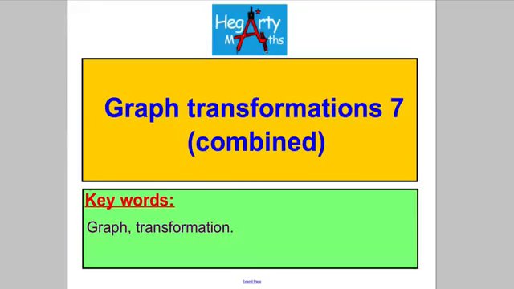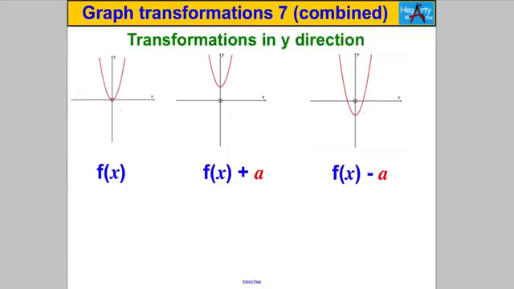It's our 7th video on graph transformations, in which we talk about all the transformations combined. Let's start by revising the transformations we've gone through so far. If you had a function f of x, f of x add a shifts the graph upwards in the y direction by a units. f of x subtract a shifts the graph down by a units in the y direction, assuming a is positive of course.